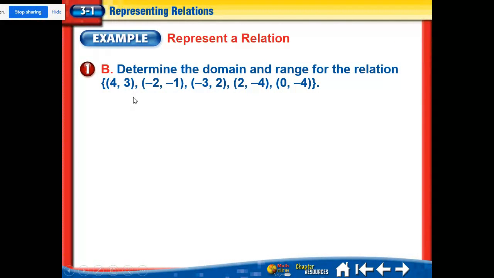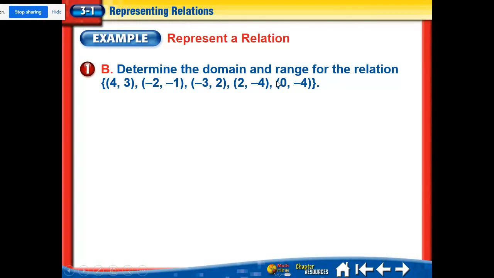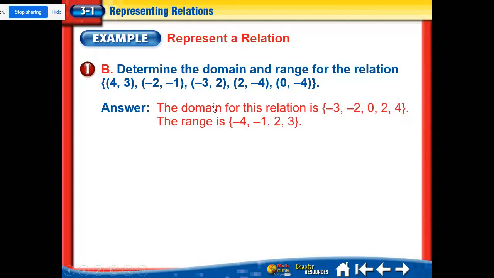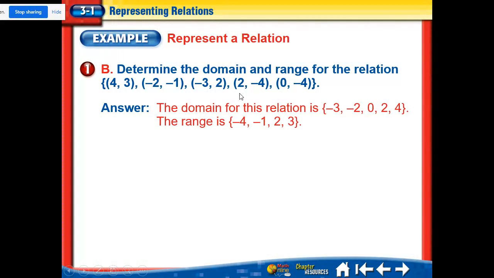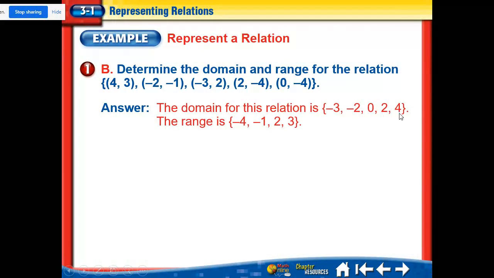All of our inputs, those first numbers, are our x values, our domain. So the domain is the 4, the -2, -3, 2, and 0. And notice what happens is we do put them in order from least to greatest. So what's the lowest one? Well, that's -3, then -2, then 0, 2, and 4.